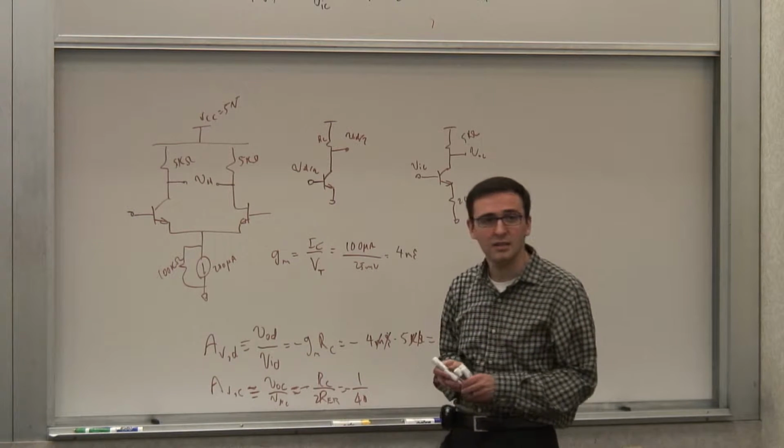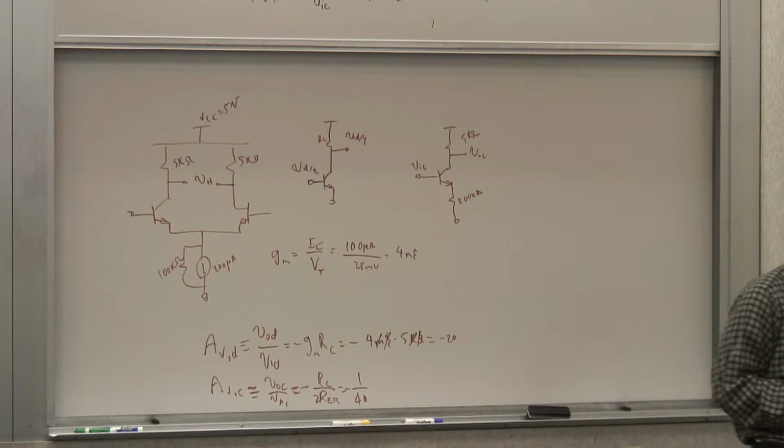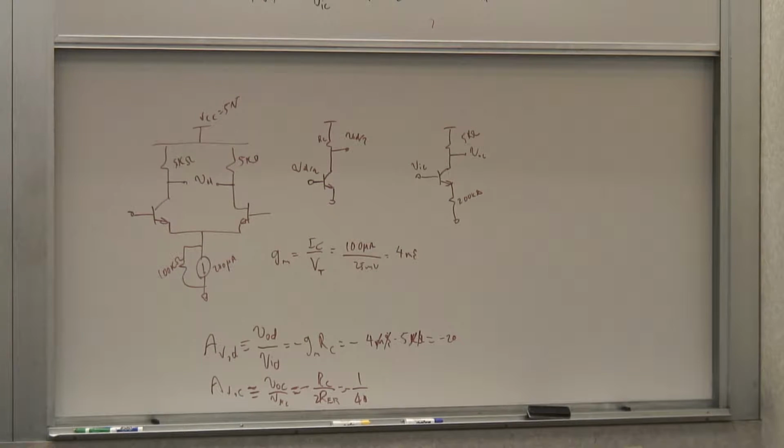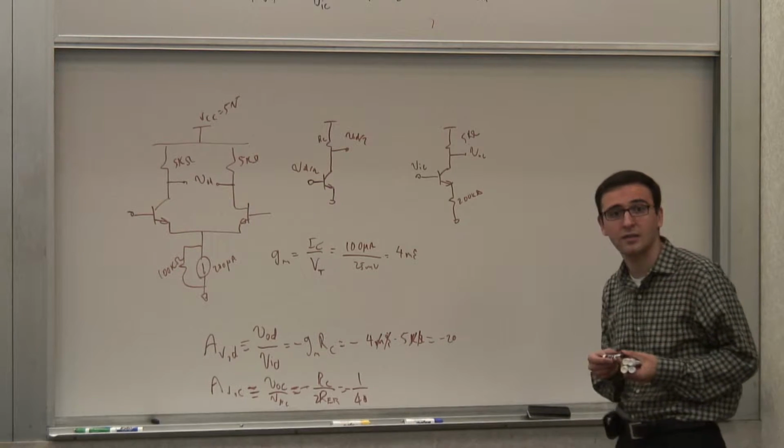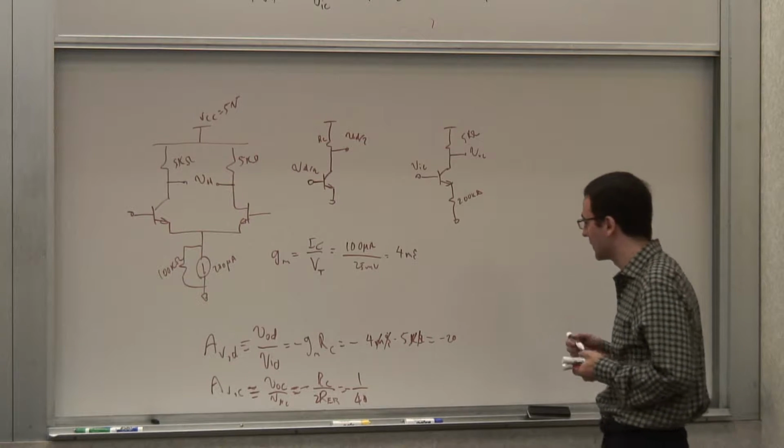You see the difference, right? This differential signal gets a respectable value, an okay gain of 20. The common mode signal, on the other hand, not only doesn't get amplified, it actually gets attenuated by a factor of 40. Which is a good thing, if you are dealing with it.